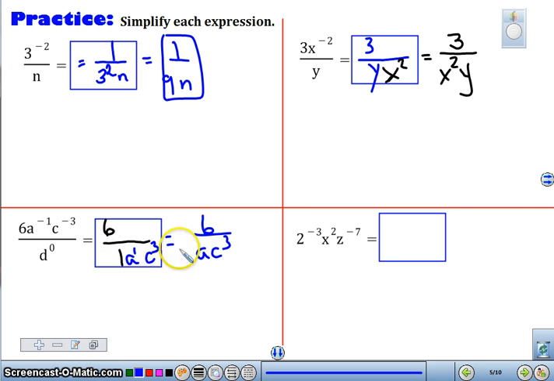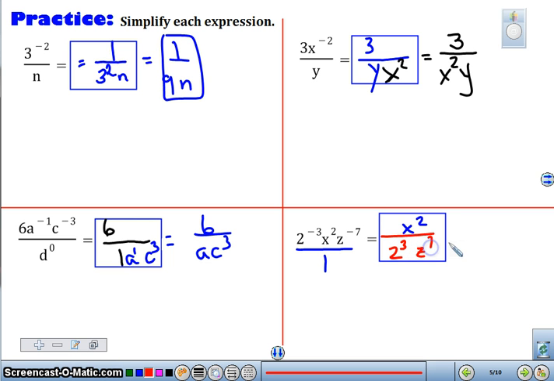Doesn't matter if you have the 1, it's always understood to be there, so a lot of times they won't write it in. Keeping in mind this last one was all over 1. What's the only thing that was a positive exponent? It was x to the second. X to the second stays. What has to move? 2 to the third moves to the denominator.